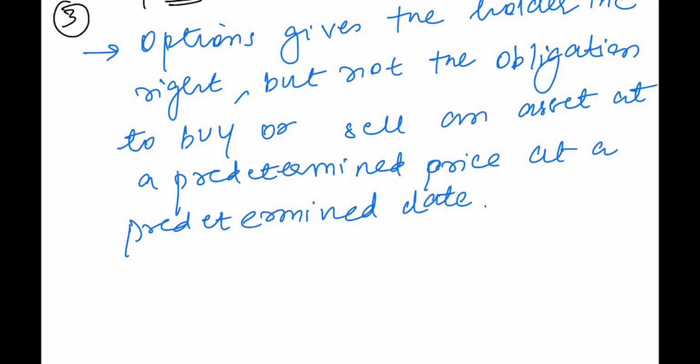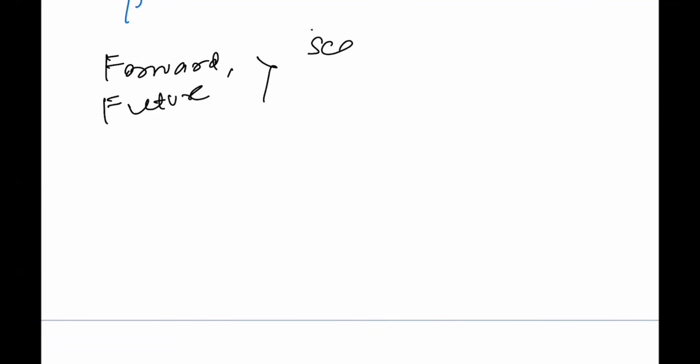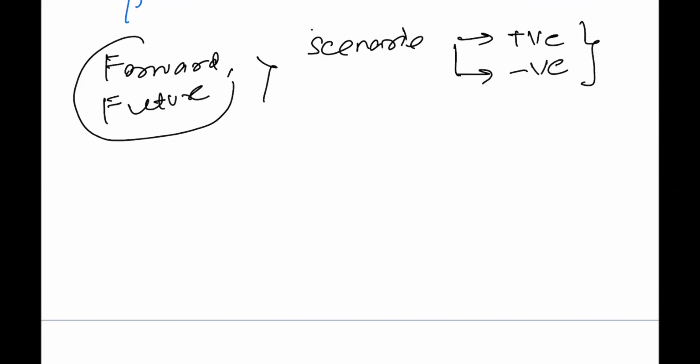When I say it gives the holder the right but not the obligation, what do I mean? With forwards and futures, I spoke about two scenarios: one in which the investor was making a profit and one in which the investor was making a loss. In both scenarios, the investor has to honor the contract. So in forwards and futures, the parties have to honor the contract irrespective of whether they are making profits or losses. But in options, it is not the same.